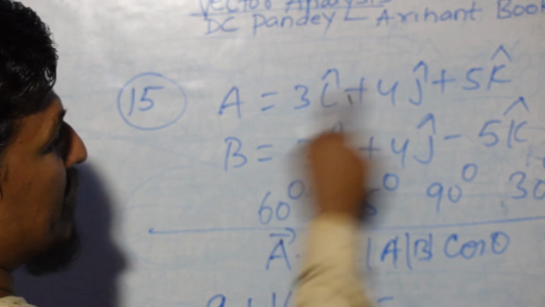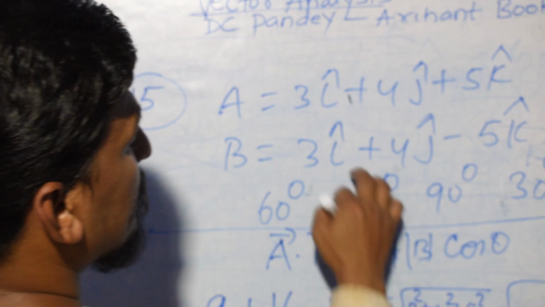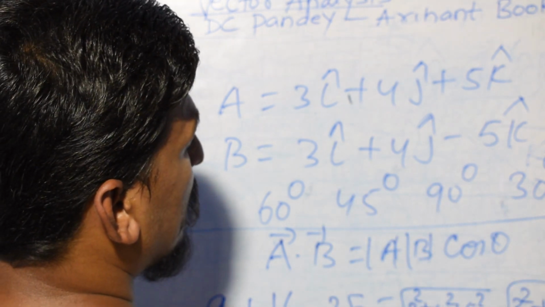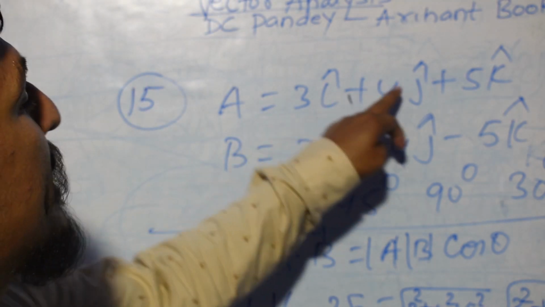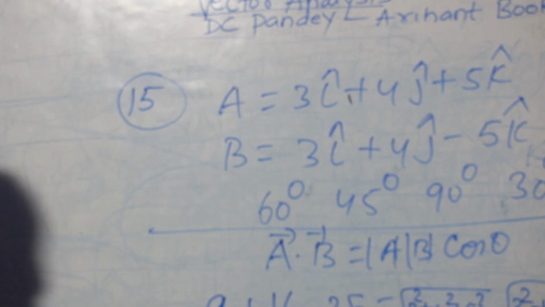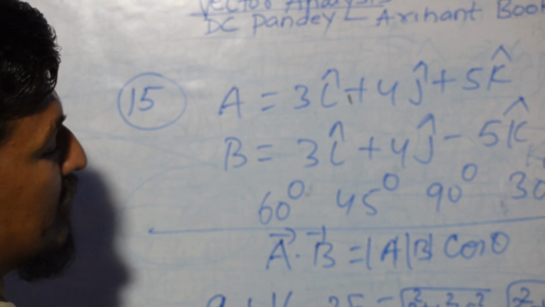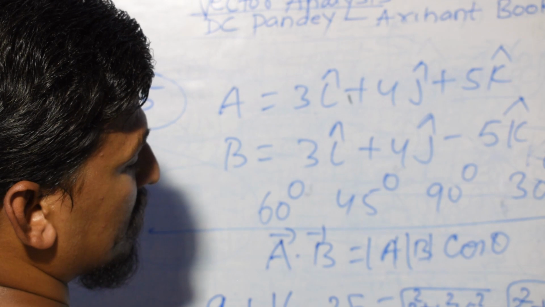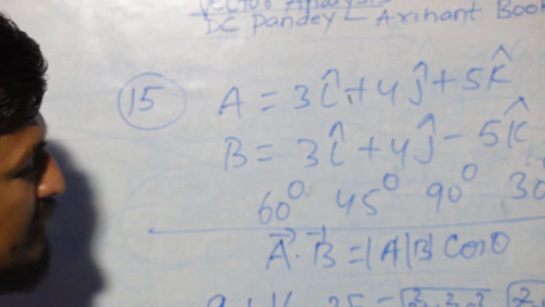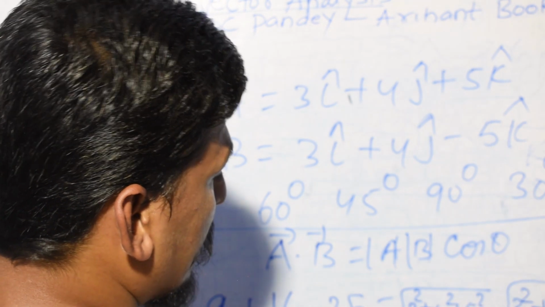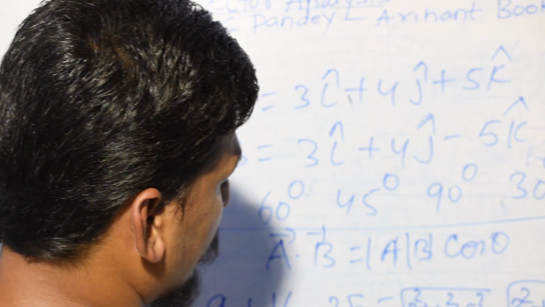And what is the magnitude of this vector? This vector has magnitude root of 3 square plus 4 square plus 5 square. Again this, 3 square plus 4 square plus minus 5 square, cos theta. I had already discussed how to calculate the magnitude of a given vector. This is the method. Now this is 9, 16 and 25. Right? And again here it is 9, 16 and minus 5 whole square.